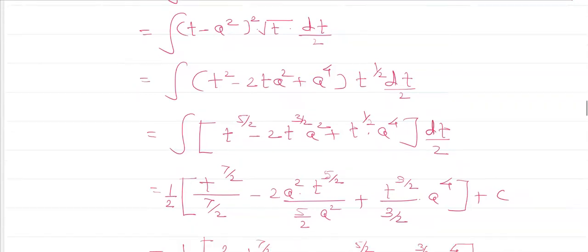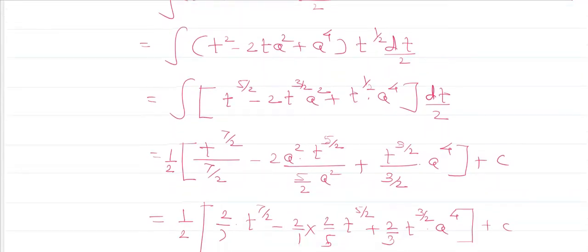Now we will take the integration with respect to t. Here is 1 upon 2, t raised to 5 by 2; its integral is t raised to 7 by 2 upon 7 by 2. Next, 2a square as it is. What will be the integral of t raised to 3 by 2? T raised to 3 by 2 plus 1 means t raised to 5 by 2 upon 5 by 2.